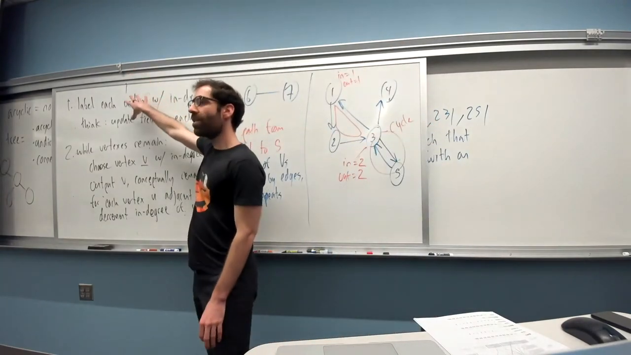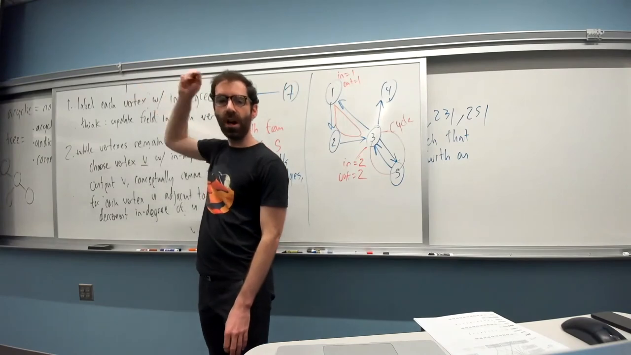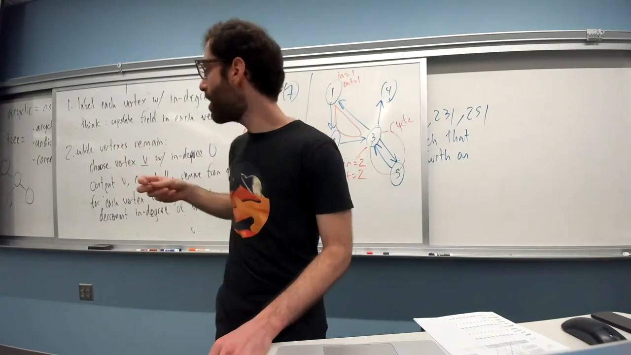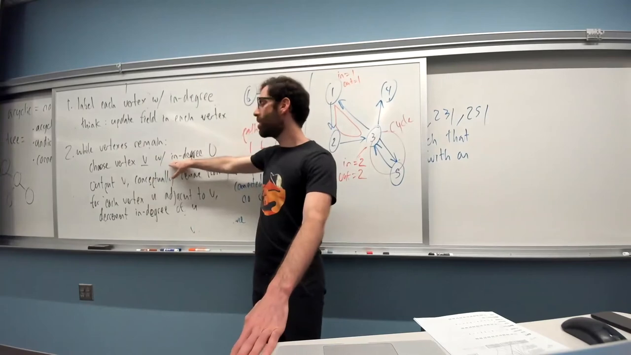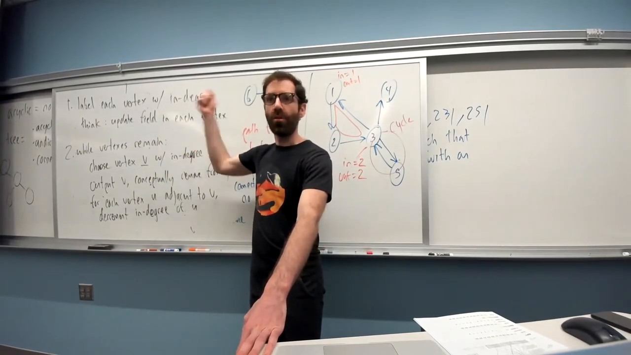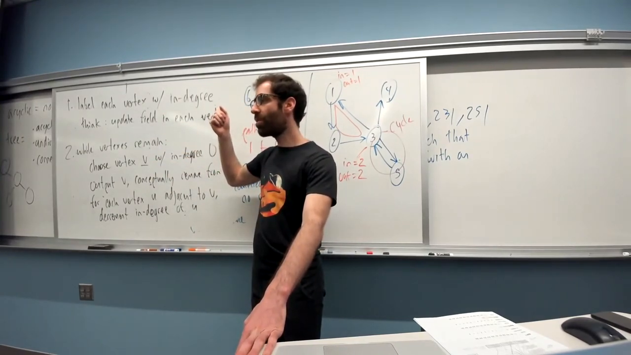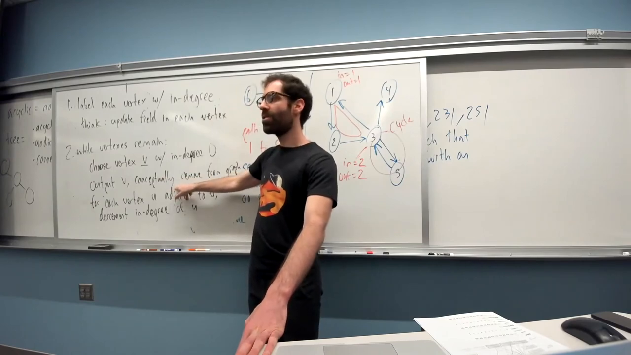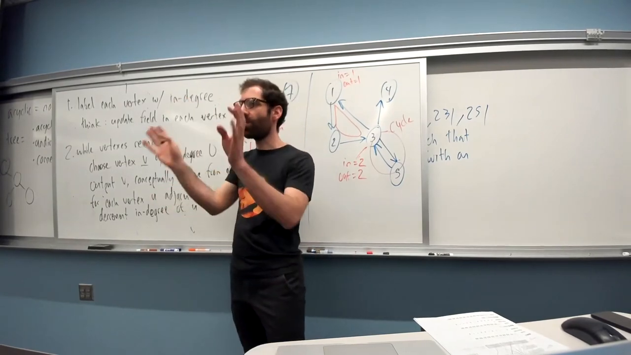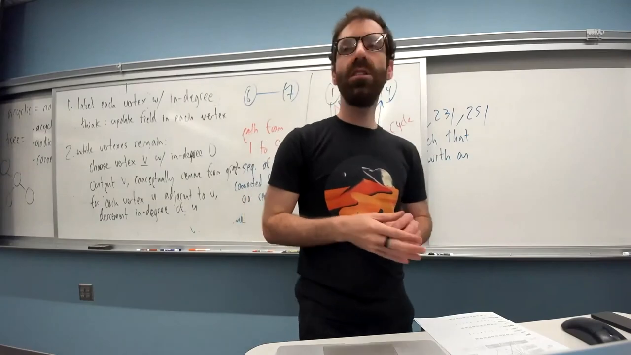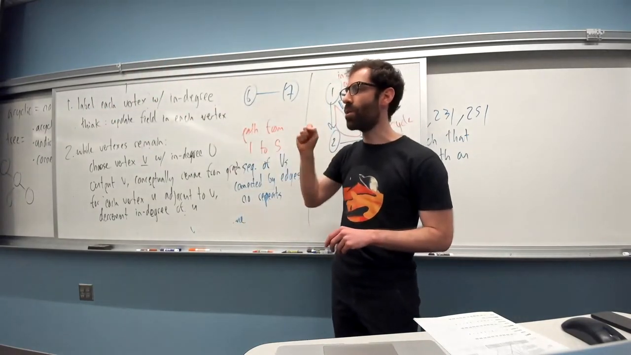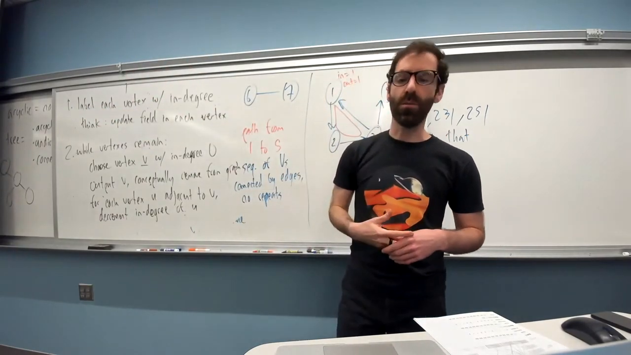So we'll write down at each vertex what their indegree is, and then each time grab a vertex that has an indegree of zero, output it in our sort, and then subtract one from the indegree of all of its neighbors because we dealt with that node and removed it from our graph.